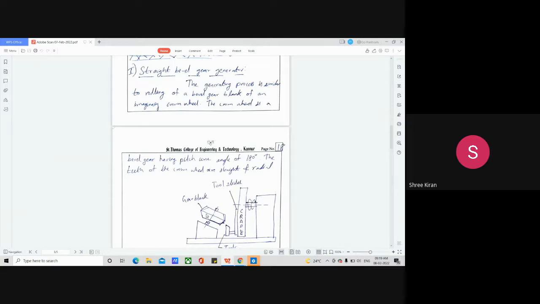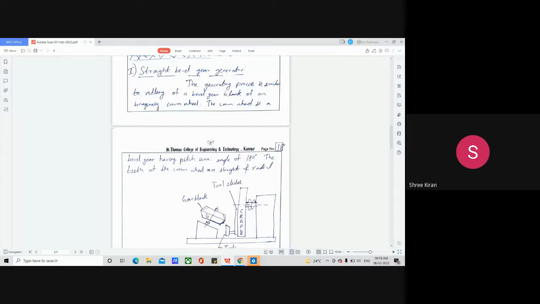What happens is that this is based on an imaginary crown wheel. It is a bevel gear having a pitch cone angle of almost 180 degrees, where the teeth of the crown wheel are straight and radial.